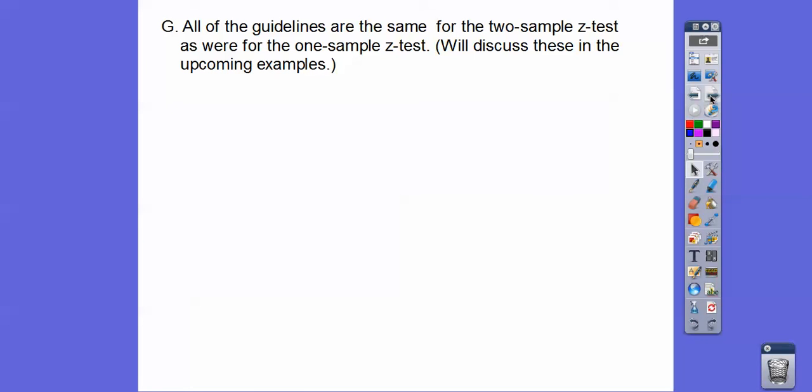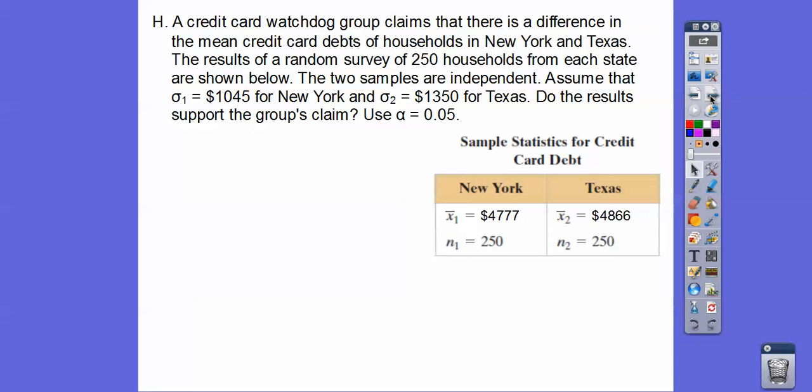So all the guidelines are the same for the two-sample z-test as they were for the one-sample, so we'll see those examples coming up.